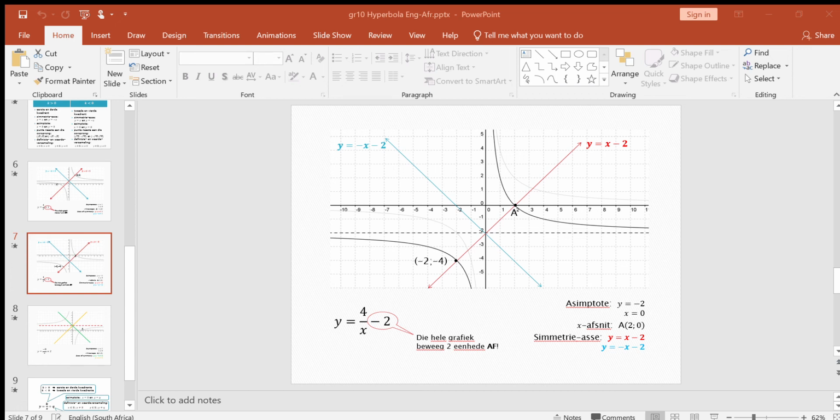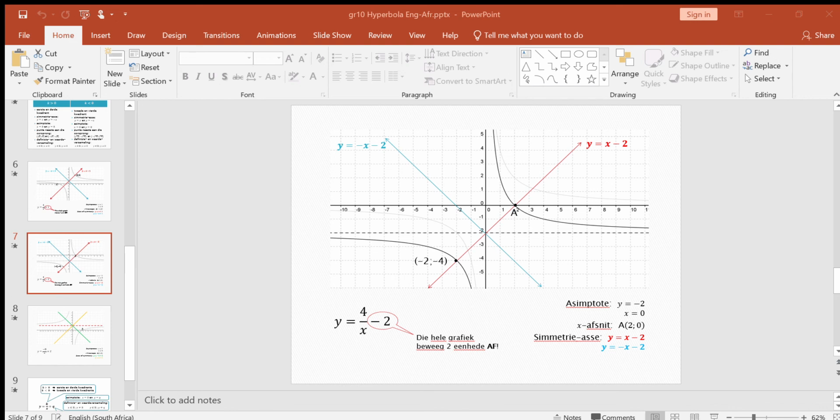Goed, so nou is my asymptote y is gelyk aan minus 2 and x is equal to 0. Alright, that point, it cuts through the x-axis at 2. Hoe kry ons nou weer dit? Ons gaan maak vir y 0. Do you guys want me to show that for you? Wil julle ek moet wys? Okay.